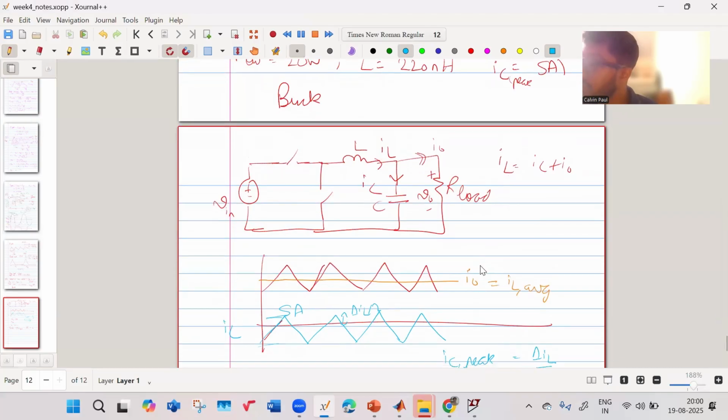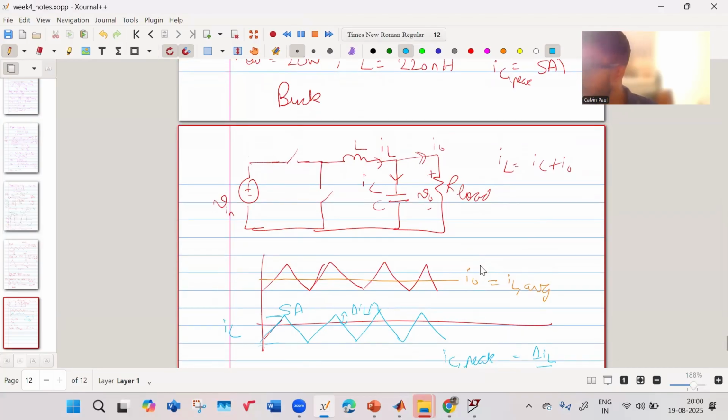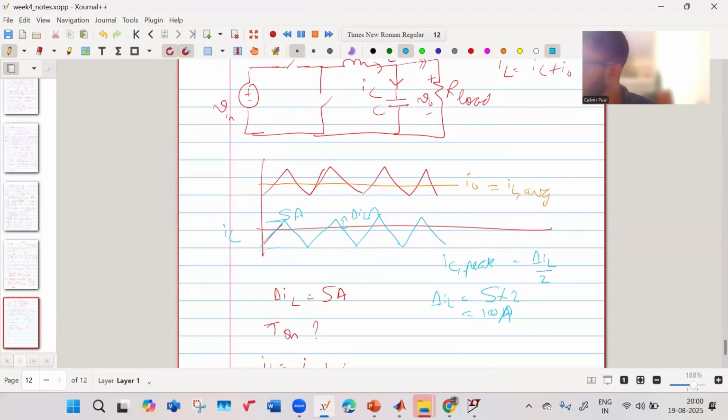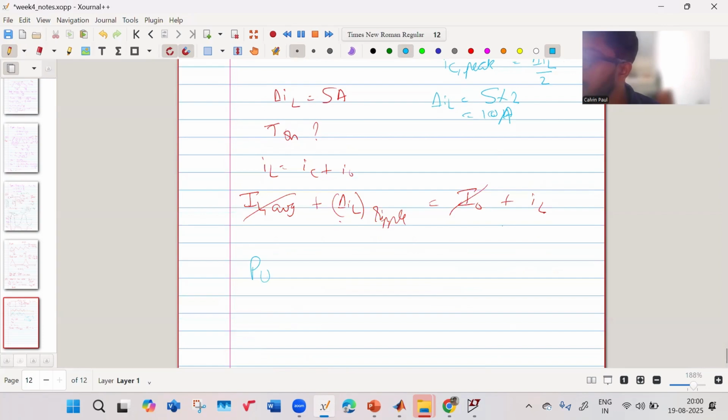All right. Then what was the question? Constant on time. What is your required on time? So your delta IL is 10 ampere and the output they gave is 20 watt, right? And your V output is equal to 1 volt. So your I output is equal to 20 watt by 1 volt, that is 20 ampere. That is your I output.